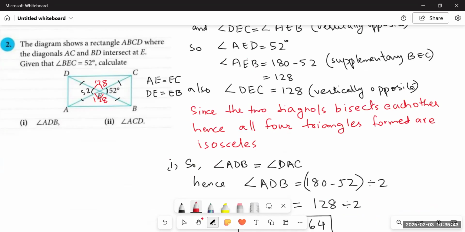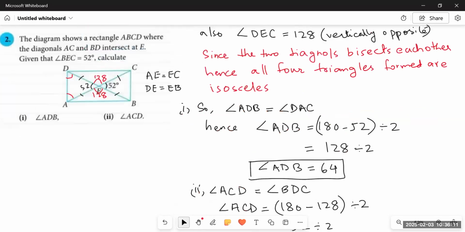So to find angle ADB, we will write it as ADB equals DAC. These two angles are equal to each other, ADB and DAC. So first, we will subtract 52 degrees from 180, we will get 128, and then we will divide it by 2. So we will find the two angles that are equal to each other.